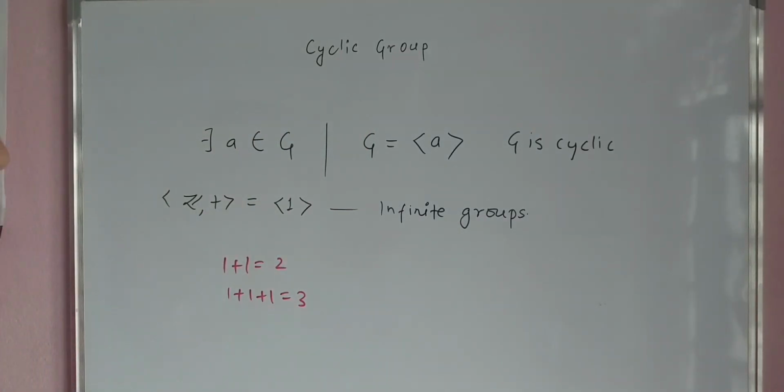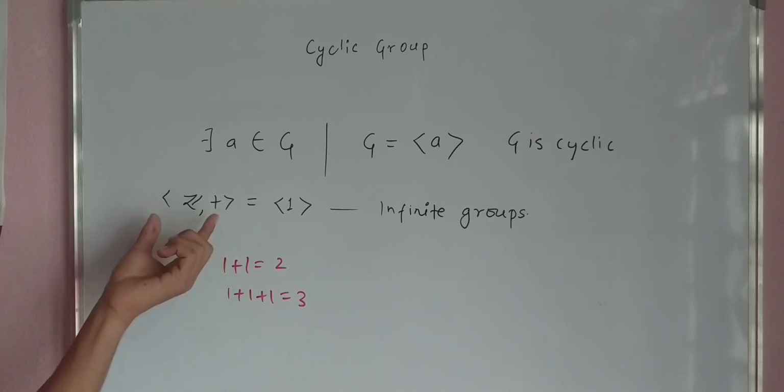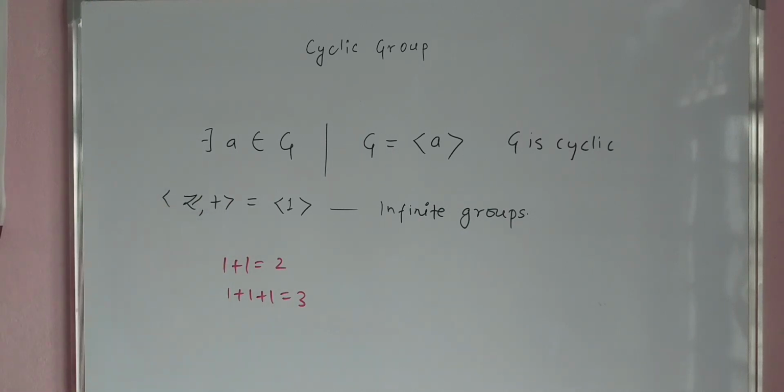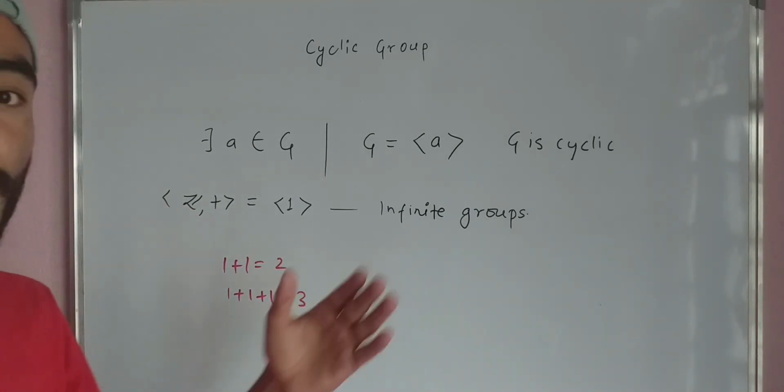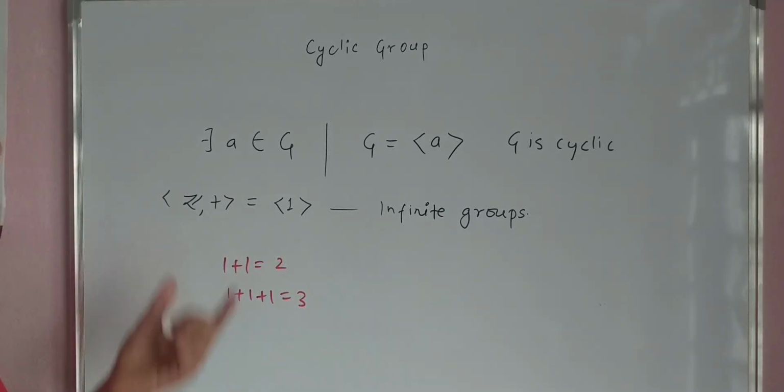For instance, take the group Z under addition. This entire group Z is generated by 1 of Z. 1 plus 1 is 2, 1 plus 1 plus 1 is 3, and so on. And the entire group can be generated by 1. So this group is a cyclic group.